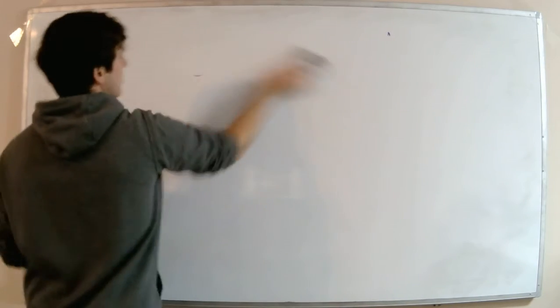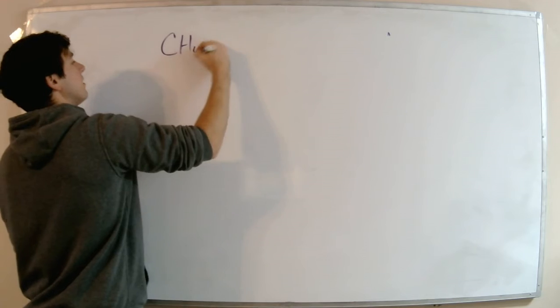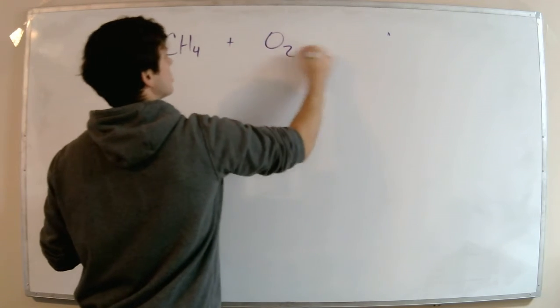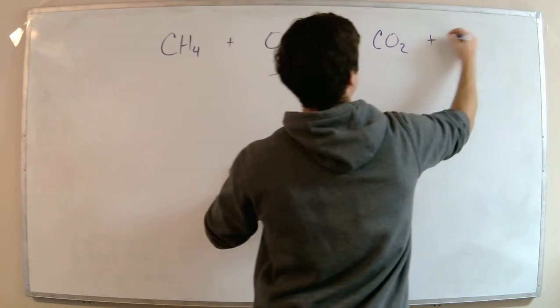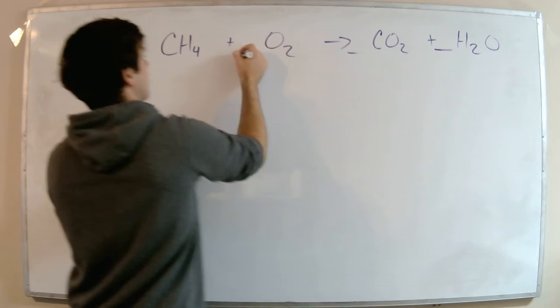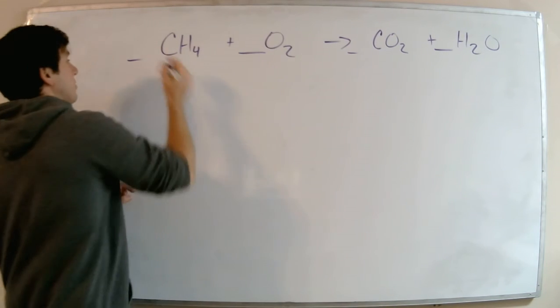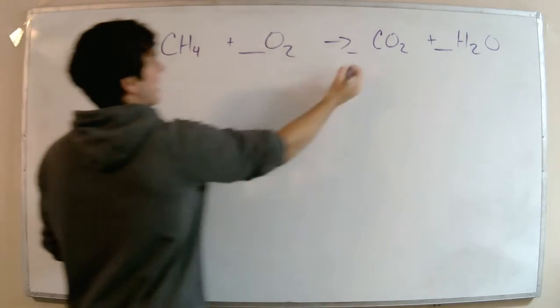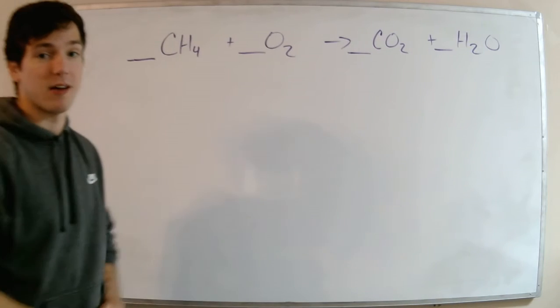So our next one is going to be a combustion reaction of methane with oxygen gas, and it's going to create CO2 and H2O. All combustion reactions that deal with the hydrocarbon create CO2 and H2O. And I'm going to put these dashed lines here because we're going to put coefficients in front of these to balance. Alright?